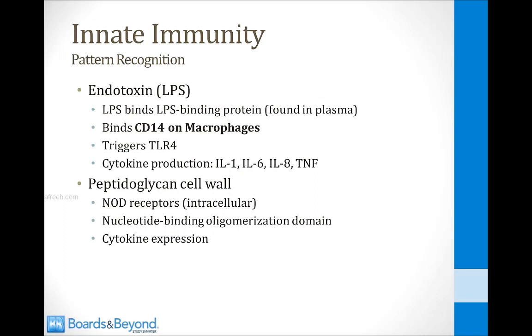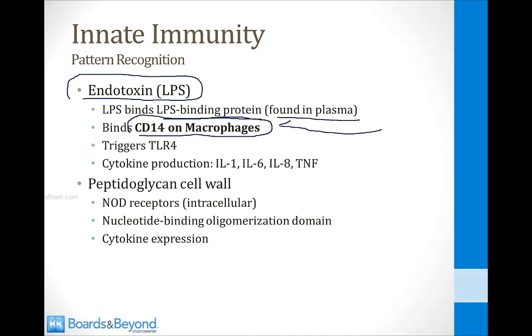One of the most important ones is endotoxin, or lipopolysaccharides, which are found in gram-negative bacteria. Lipopolysaccharides can bind to lipopolysaccharide binding protein, which is found in plasma, and then that complex can bind CD14 on macrophages, and I've written this in bold because it's high yield to remember that CD14 binds lipopolysaccharide. Once CD14 is bound, it will trigger a toll-like receptor called TLR4, and this will lead to a sequence of events which leads to production of cytokines by macrophages, including IL-1, IL-6, IL-8, and tumor necrosis factor. We'll talk about all these cytokines in a few slides.